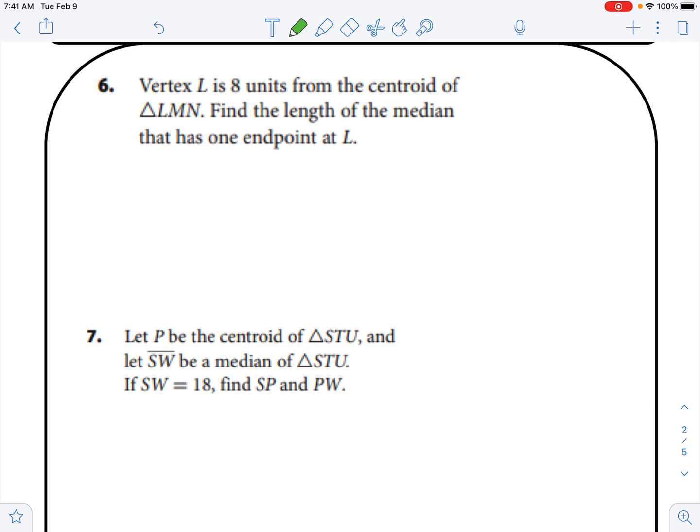Okay, so then they say we have a vertex L that is 8 units from the centroid, so I have the triangle like this. It doesn't matter where I put it, so I'll go L, M, N. L is 8 units from the centroid. I'm going to draw my median like this, so it breaks it up. Vertex L is 8 units from the centroid of LM. Somewhere on here is the centroid, and we'll say it's right here. We know that L is 8 units from that one. Find the length of the median. So we want to find the length of the entire line, all the way from L to its opposite side.